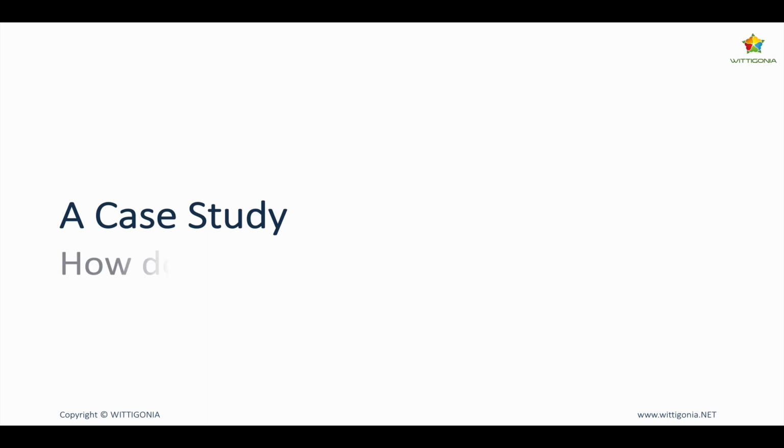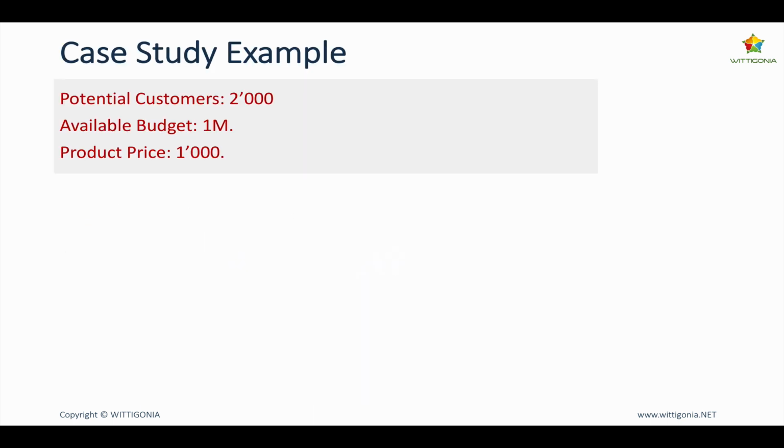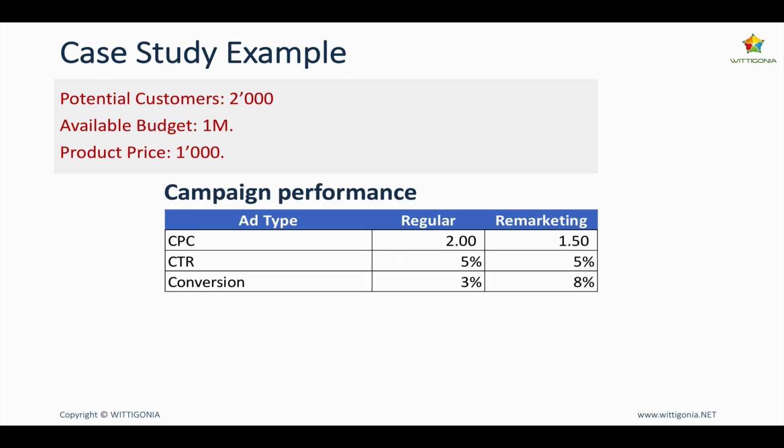Now I would like to walk you through a short case study. And the question is, how does a remarketing performance scenario play out over time? Let's say for our case study, we have a potential target market of 2,000 customers, an available budget of 1 million, and a product which is priced at 1,000. You can choose your currency, it could be dollars or euros, etc.